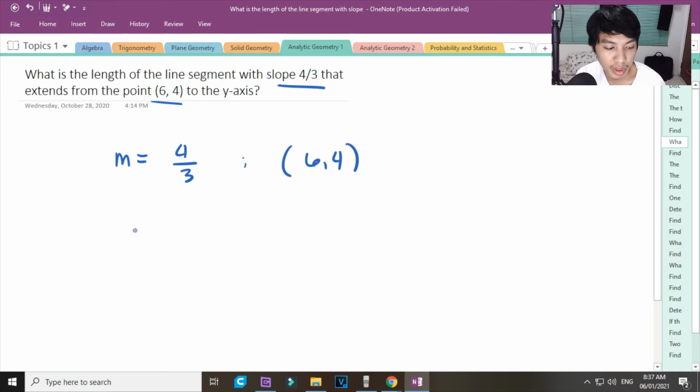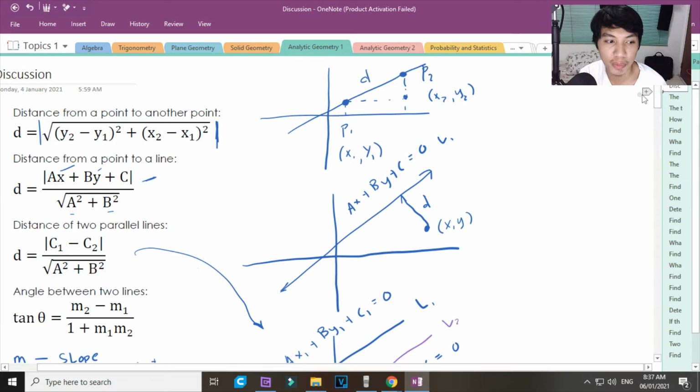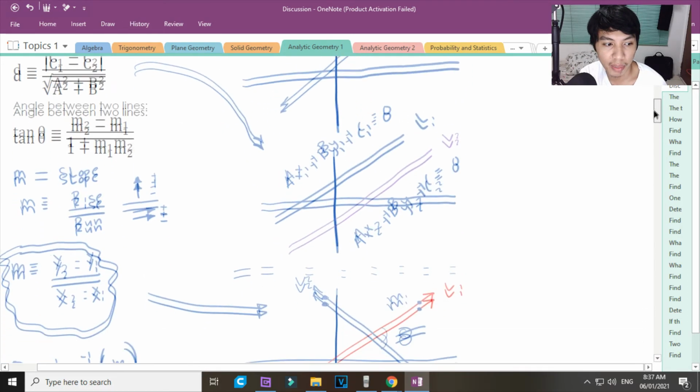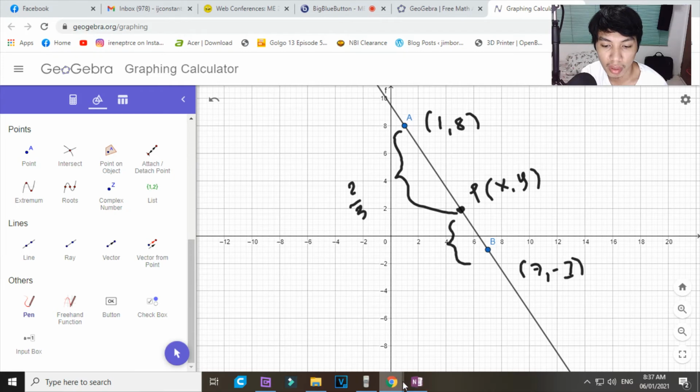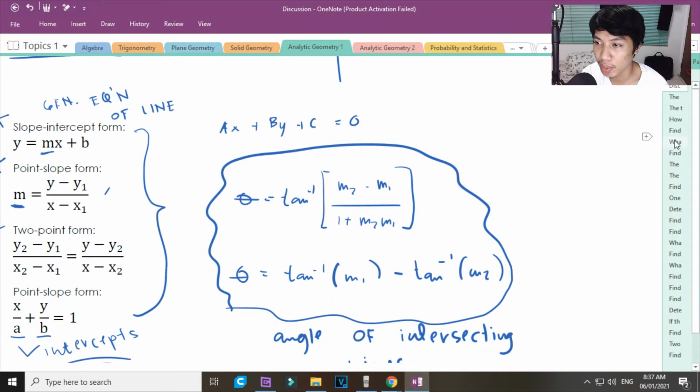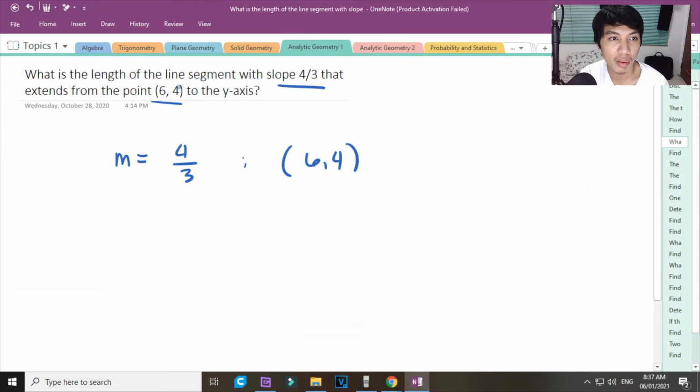Will you use the point slope form? Yes, you have the point slope form. Remember, what is the point slope form? You are given the slope and the point, and you will know the equation of the line. What is the length of the line segment? Now, you also have to find where it hits. Later, let's first find its equation.